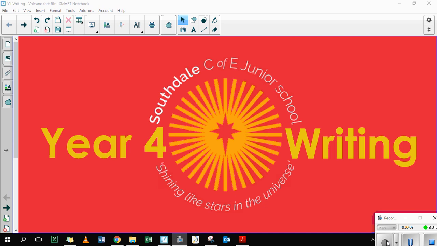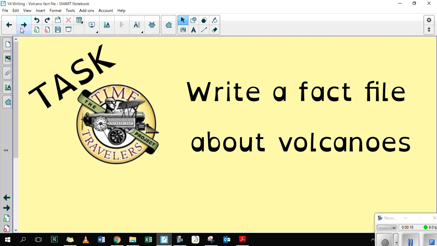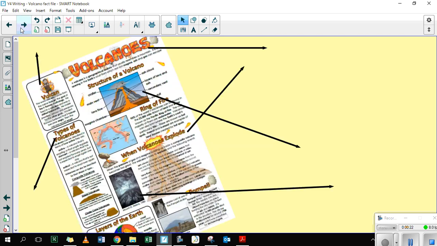It might be with this writing task that you do it towards the end of the week, once you've learned a bit more about volcanoes over the next few days in your geography and your science lessons. So your task is to write a fact file about volcanoes.